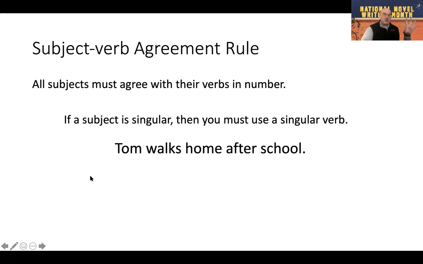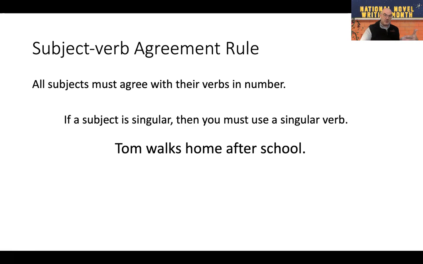You will have oftentimes, dogs walk behind their masters, right? But a dog walks. So a plural noun will have an S on the end of it, but a plural verb will have no S, and vice versa.